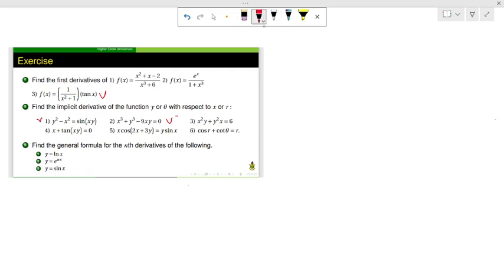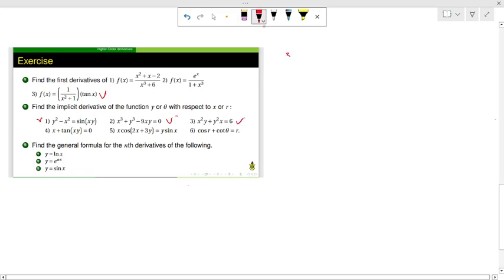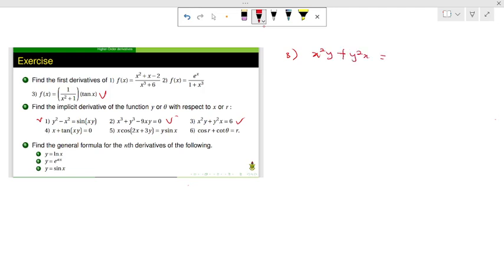Okay, so let's move to the third part. For the third part, I have x squared y plus y squared x is equal to 6. Let's move on. This is product rule again. I'm differentiating with respect to x. 2xy plus x squared dy over dx, plus here too I have x. When I differentiate with respect to x, I'll have y squared plus 2xy dy over dx is equal to 0.